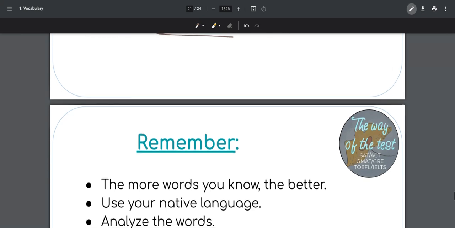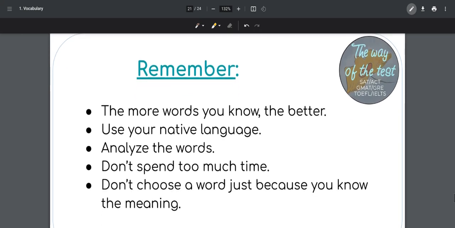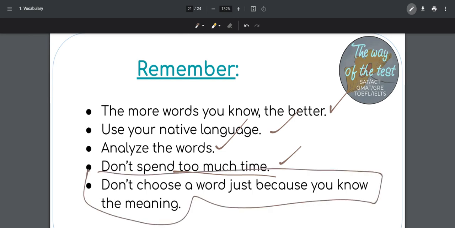Okay, things you have to remember: the more words you know, the better. In general, you're going to do better on the vocabulary question section if you know more words. You want to use your native language. You analyze the word. You don't want to spend too much time, especially during the exam, and you don't want to choose a word just because you know the meaning. This is a very important thing.